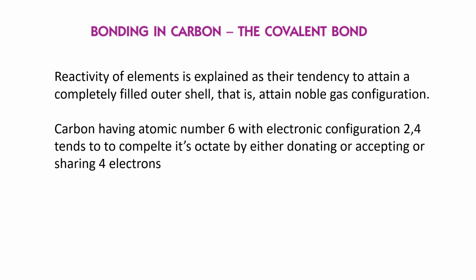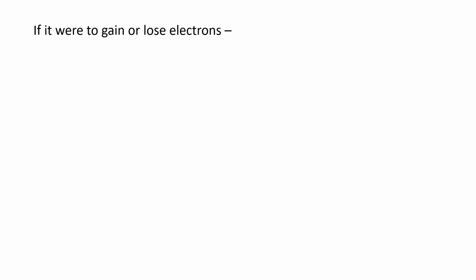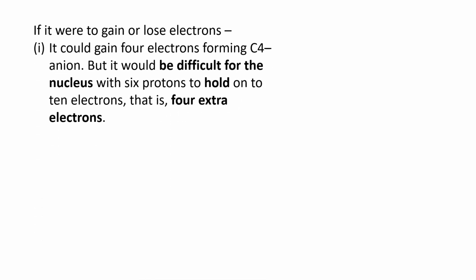Then what is the best way for carbon? How will carbon complete its octet? Either donating, accepting, or sharing. To learn about it, we need to check the possibilities. What will happen if it gains 4 electrons? What will happen if it loses 4 electrons? And what will happen if it shares 4 electrons? So let's start. First condition: if carbon gains 4 electrons.